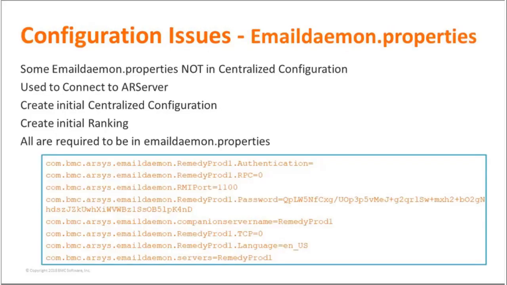It's important to know that the centralized configuration form is the main place to set and check email engine settings. It synchronizes with the emaildaemon.properties file, but there are some settings that are in the file that are not in the centralized configuration. These are the settings that the email engine uses to connect to the AR server. These settings also are used to populate the centralized configuration and the service failover ranking form. Earlier I mentioned that the first time you start up the email engine, it'll populate the ranking form with the server name, and it gets the server name from this file. So all of these settings are required to be in the emaildaemon.properties file.